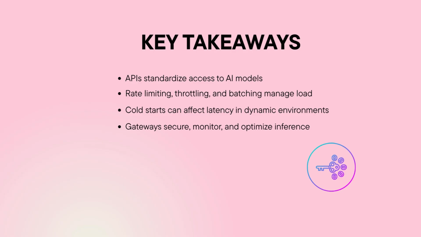All right, as we've seen, APIs and inference gateways are fundamental to deploying AI at scale. They provide a standardized access point while also shielding the underlying models from unpredictable or malicious traffic. Rate limiting, throttling, batching, and strategies to manage cold starts all work together to balance performance and fairness. Meanwhile, gateways uphold security through authentication, deliver reliability with observability, and improve efficiency through caching.